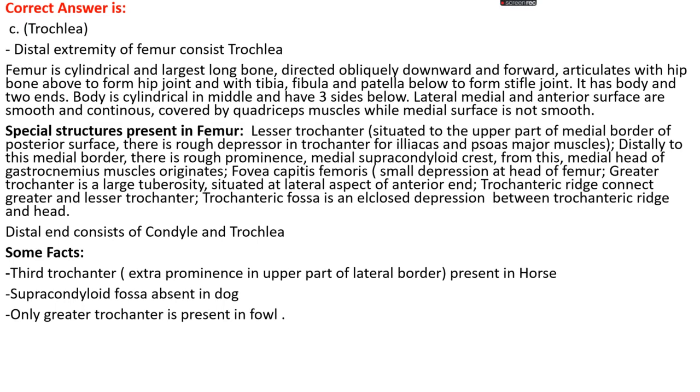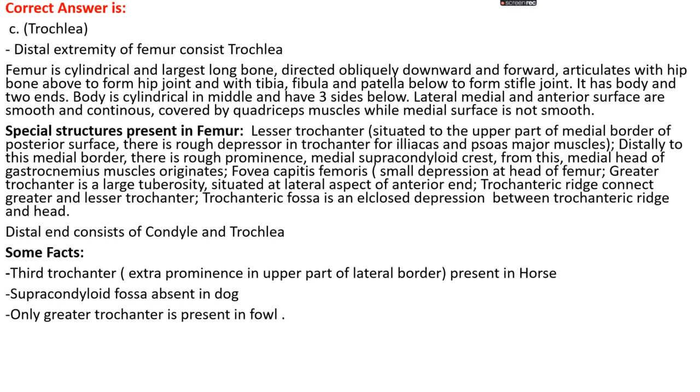Okay, and if we see the distal end of the femur, we find the condyle and trochlea. So in the proximal end, we find major structures like the lesser trochanter and greater trochanter, the trochanteric ridge, the trochanteric fossa, the fovea capitis, and the supracondylar crest. While in the distal end we find the condyle and trochlea.